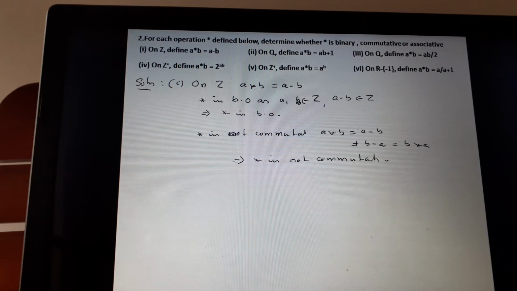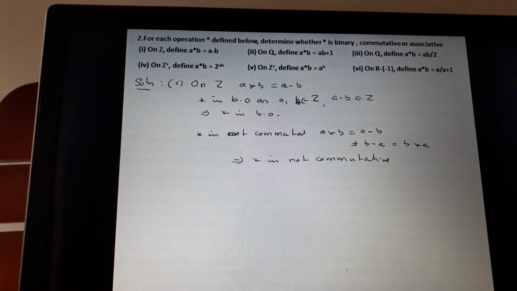Commutative. So this is the answer, reason. Next we have to decide whether it is associative. So the procedure is like this. Star is not associative.